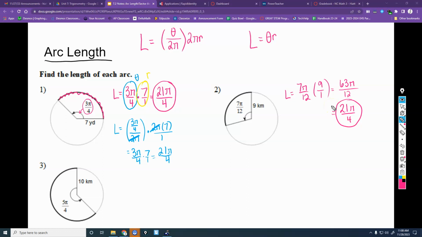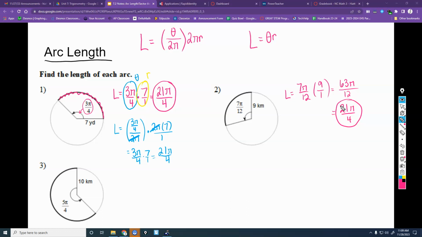And you do want to reduce these if you can. So that 63 over 12 is what you're reducing. Yeah, you want to simplify if you can. But I don't want you to type it in and give me a decimal. I want the pi to still be in the answer for these.